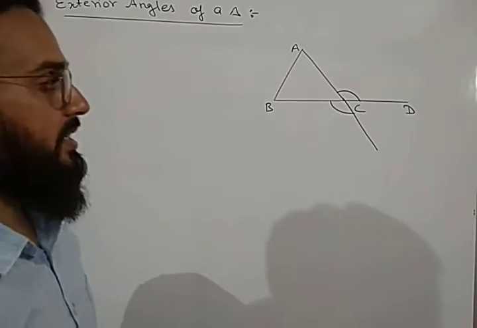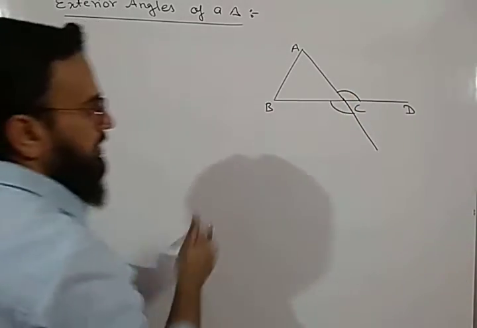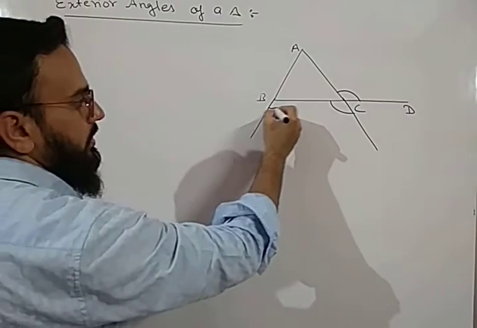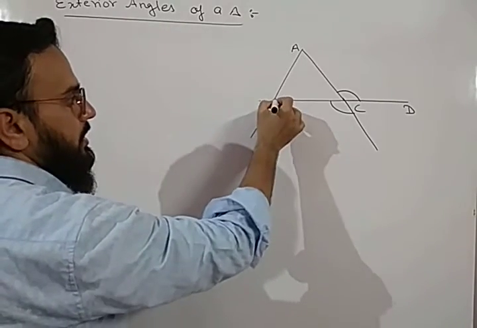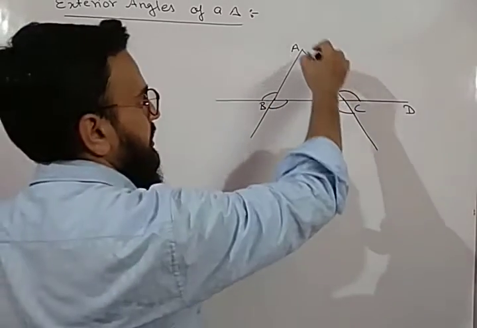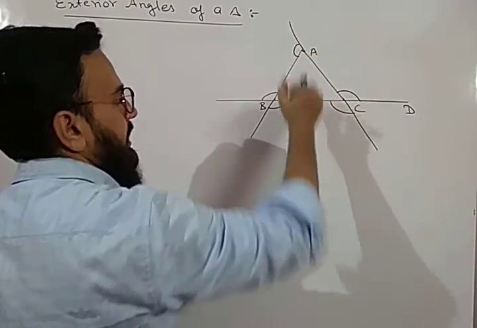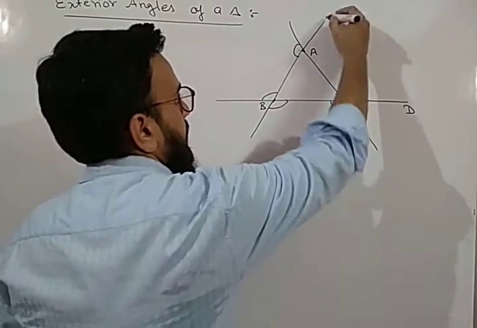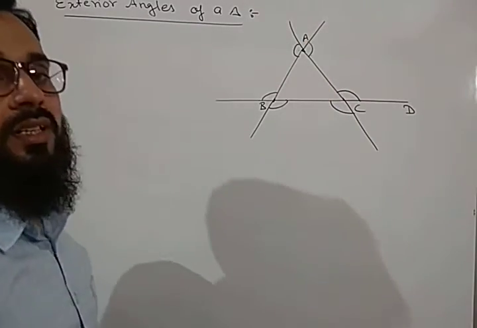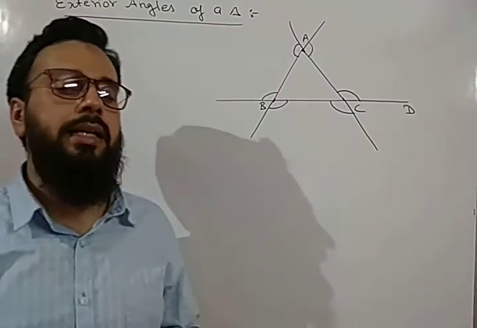So how many exterior angles can be formed in a triangle? There are these two angles by extending these two sides. Similarly, if we extend side AB, we will get this exterior angle. If we extend this side, we will get this exterior angle. Similarly, if we extend CA, we will get this as our exterior angle, and if we extend BA, then we will get this angle as the exterior angle. It means by extending three sides of a triangle, we can get 6 exterior angles.